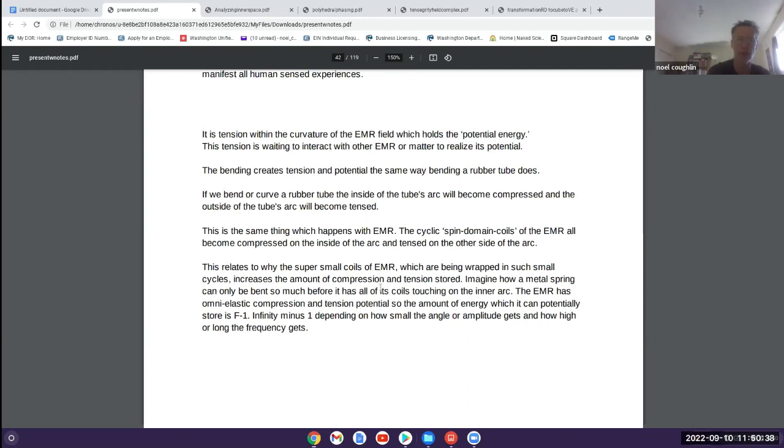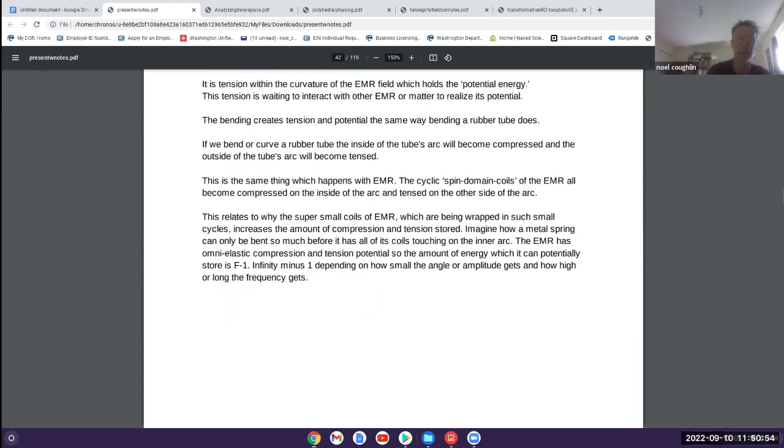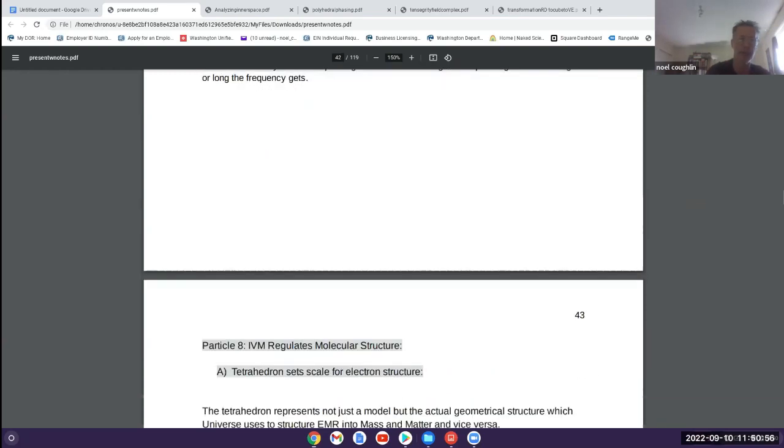Imagine if we bent a spring. It can only go as far as until its coils are touching on the inner arc, but the EMR has omnielastic compression and tension. And so the amount of energy which it can store is potentially F-1 or infinity -1, depending on how small that angle is or the amplitude and how high the frequency gets.